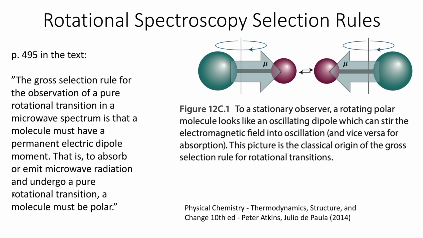There's one simplest rule called the gross selection rule. And there's a very nice definition of that in the physical chemistry textbook cited at the bottom by Atkins and de Paula. So I'm just going to quote it directly. The gross selection rule for the observation of a pure rotational transition in the microwave spectrum is that a molecule must have a permanent electric dipole moment. That is, to absorb or emit microwave radiation and undergo a pure rotational transition, the molecule must be polar, right?